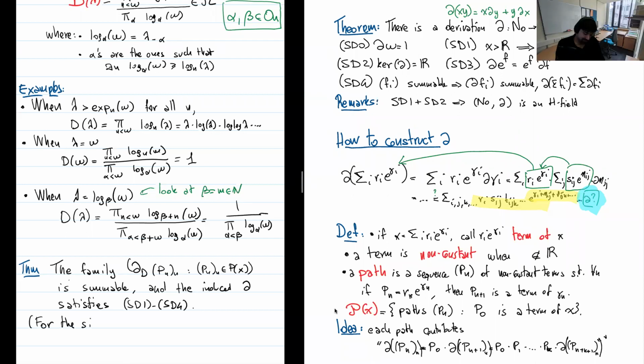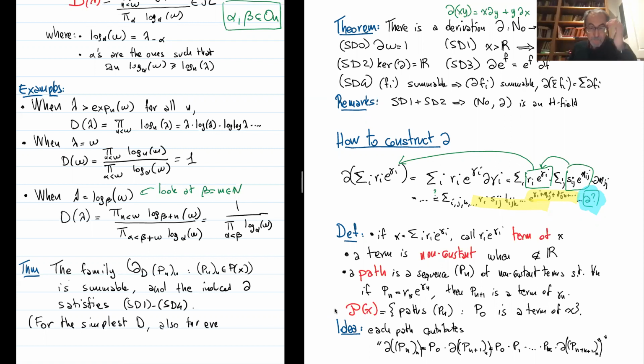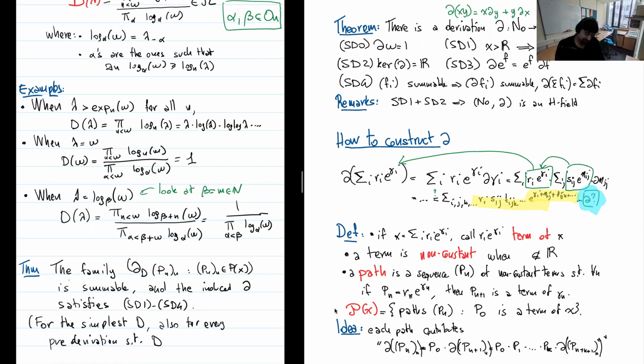And so, also more generally, let me write this here. So for the simplest D, this is true. Also for every pre-derivation such that the image of the pre-derivation is contained in omega or even terms, a real number times a monomial. So that's a formal statement I'm happy to put on the screen.